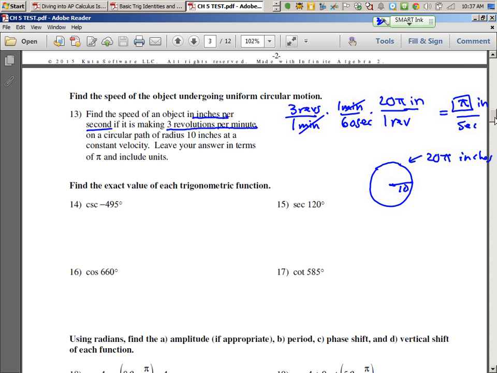Okay? Okay, negative 495. If you don't like this angle, you can add 360 to it. Nothing wrong with that. It's not going to change anything. If you still don't like it, add 360 again.